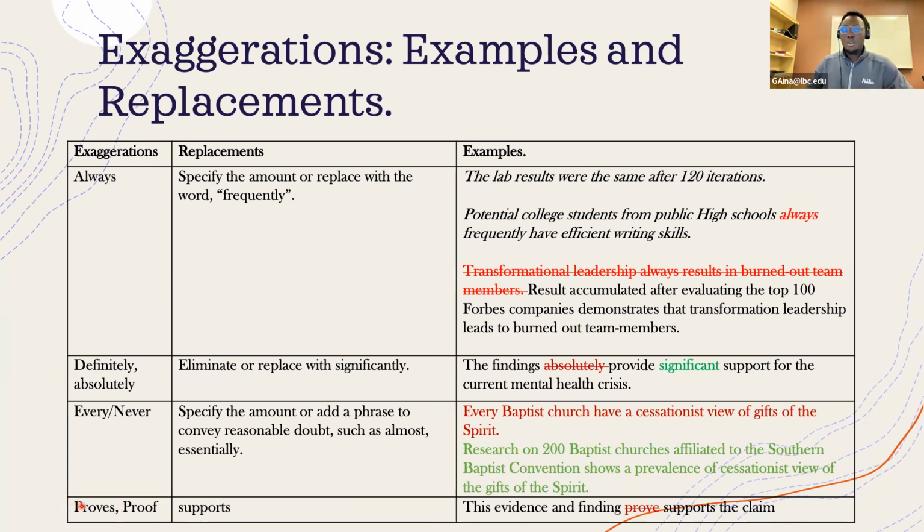Another word you should also look out for is proof or proves, right? So instead of using the word proves or proof, use the word support. So instead of saying the evidence and findings prove the claim, you should say the evidence and findings support the claim. If you use the word prove, it means that the evidence and the finding is actually final, and is without reasonable doubt, right? So basically the idea is this: you're trying to be humble with your research. That's why you try to avoid exaggerations, all right?